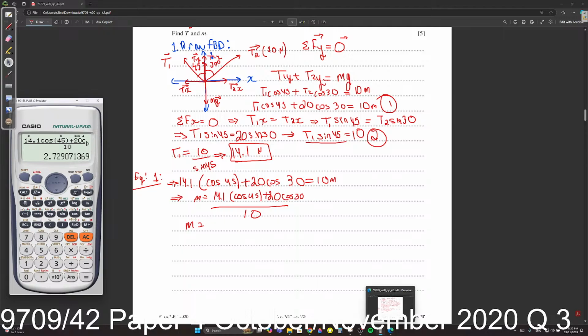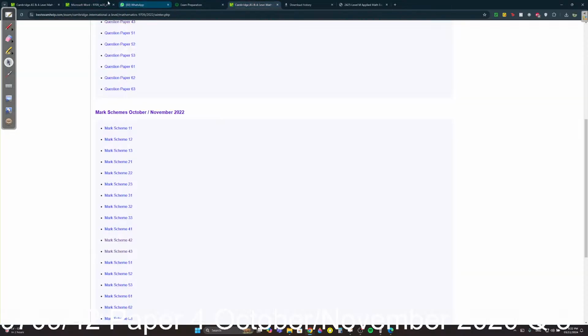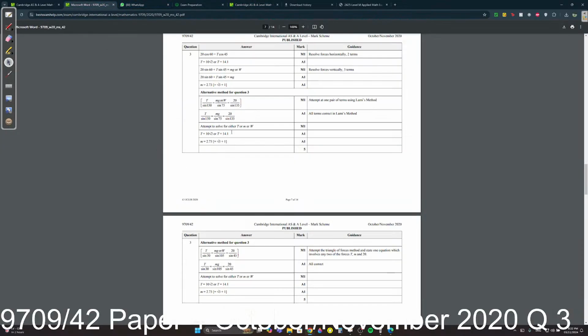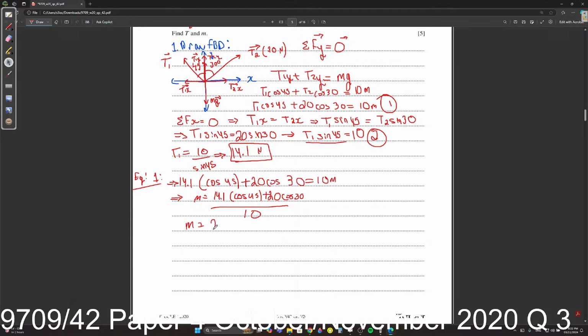Here I got 2.72. How much is it supposed to be in the marking scheme? Here I got 2.73. Yeah, 2.73. So m is equal to 2.73 kg.